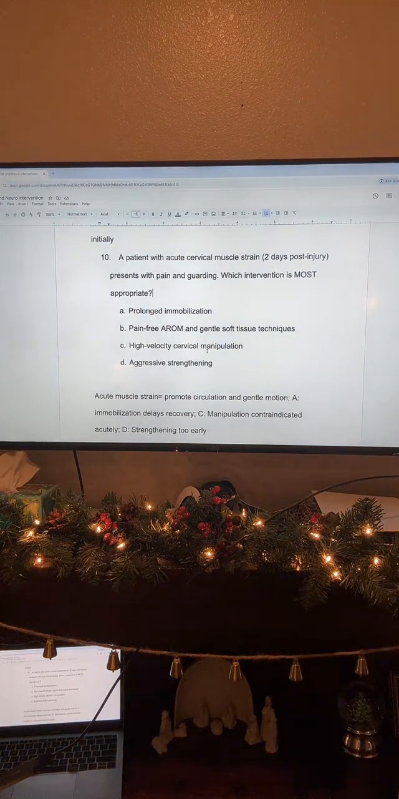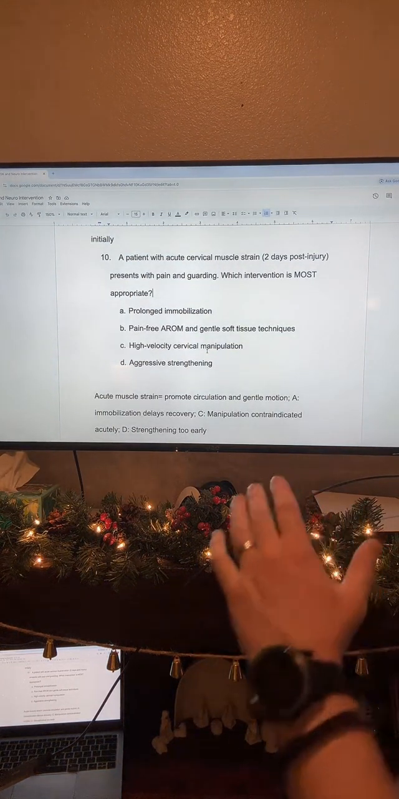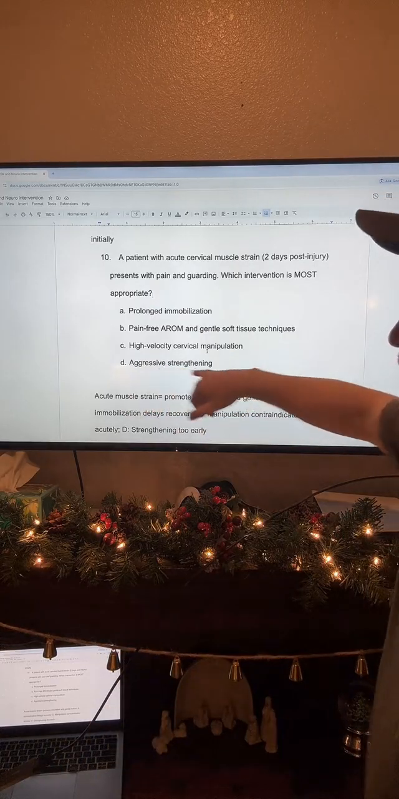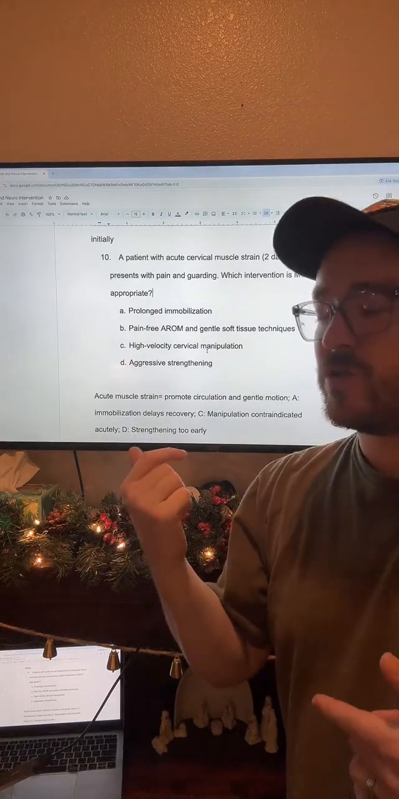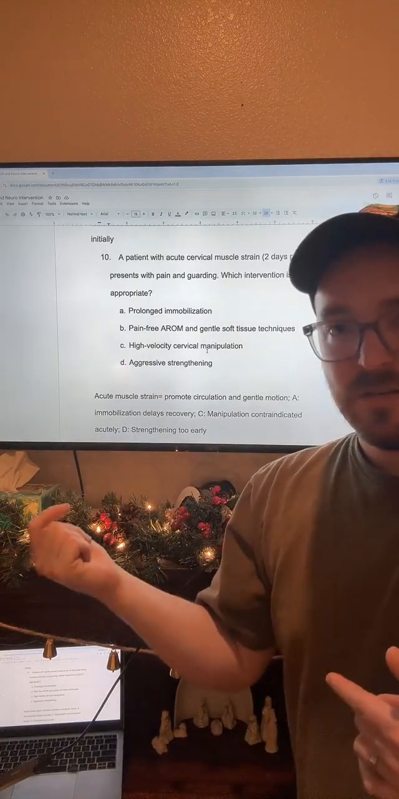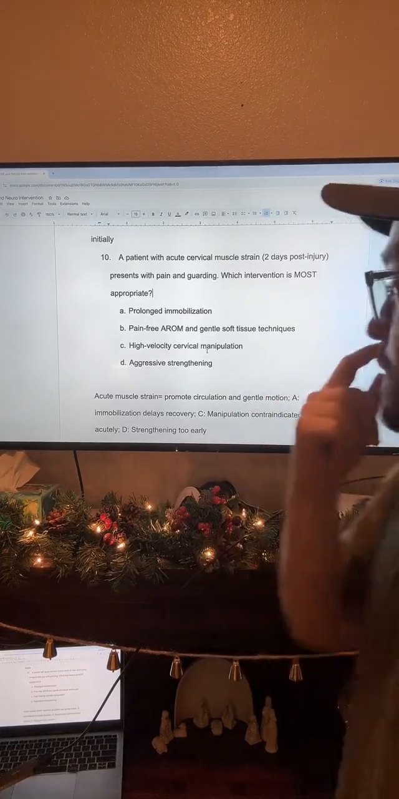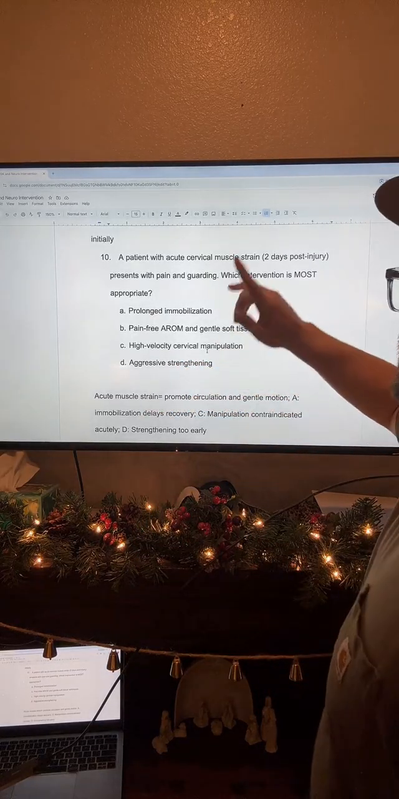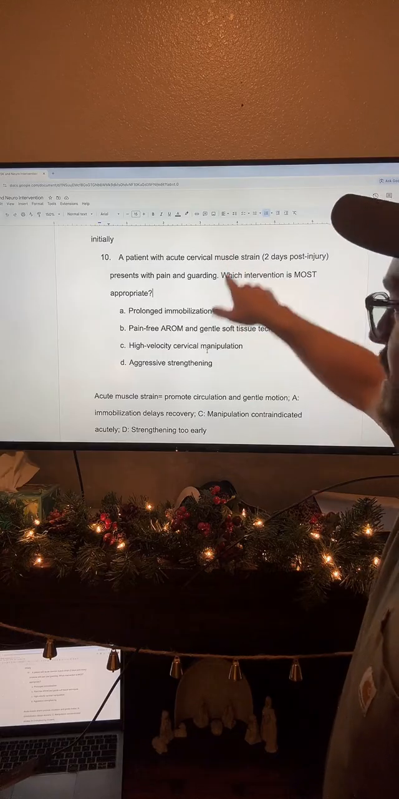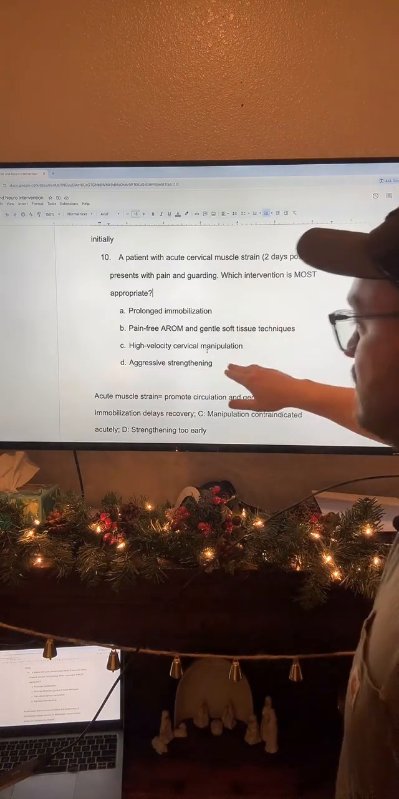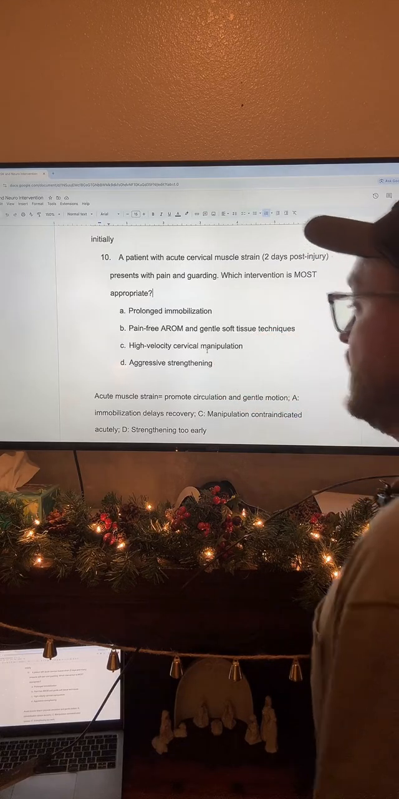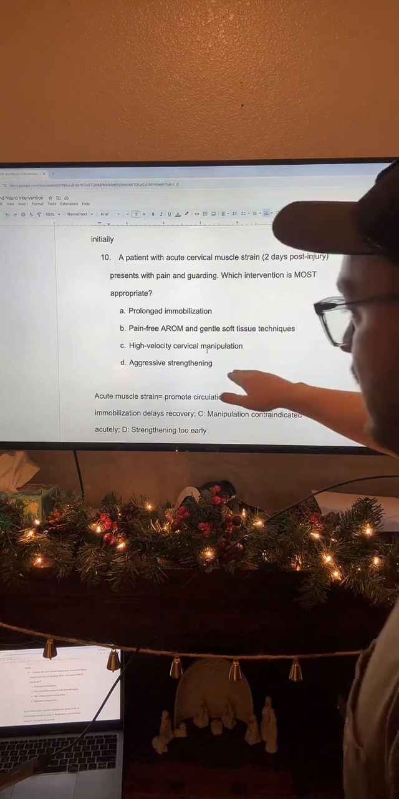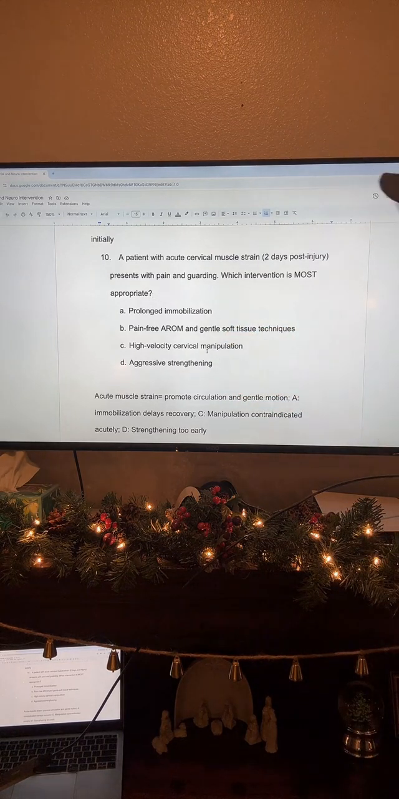Two days post-injury, you could start by strengthening the agonists, the synergists or the antagonists, but you wouldn't aggressively strengthen the muscle that was strained. And it doesn't say agonists or synergists or antagonists, right? It doesn't say aggressively strengthen antagonists or aggressively strengthen synergists. So don't add words to the question. You guys surely know that by now because you've been in PTA school for a while.